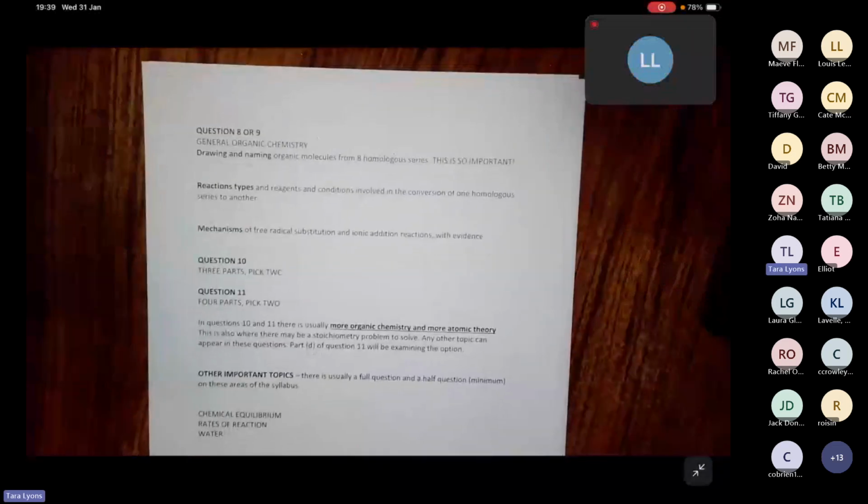Question 8 or question 9, once or twice it's been both, but question 8 or question 9 is what we call our general organic chemistry question. And this is where you need to know how to draw and name all of your organic molecules from your 8 different homologous series. That's your alkanes, your alkenes, your alkynes, your alcohols, your aldehydes, your ketones, your carboxylic acids, and your esters. And I'm doing this with my 6th years at the moment.